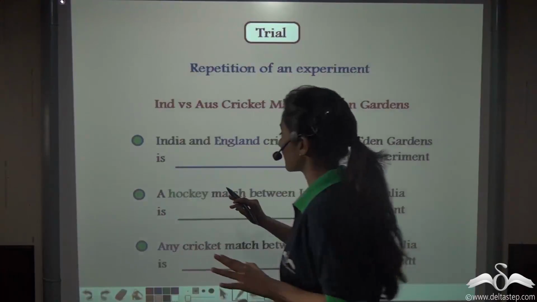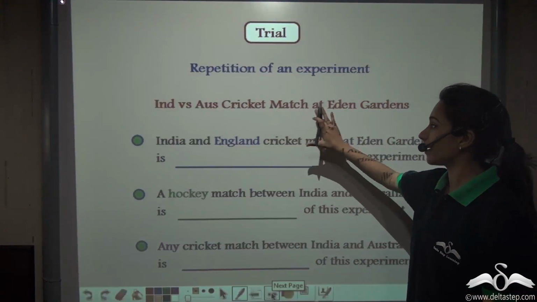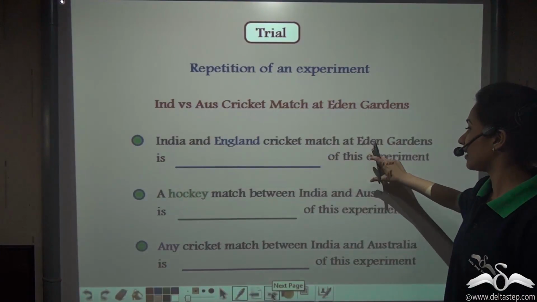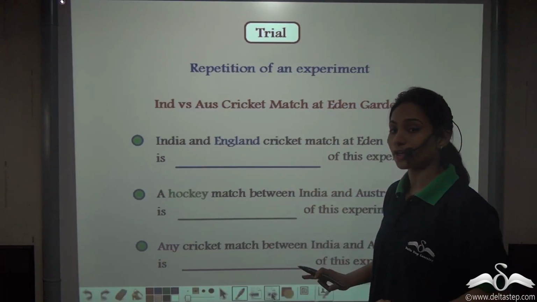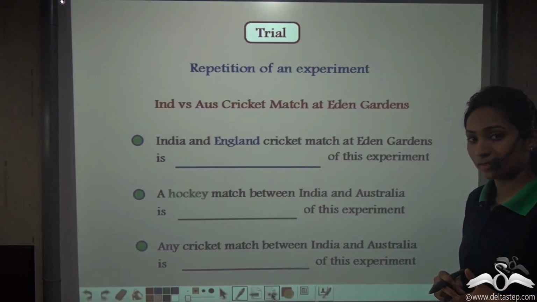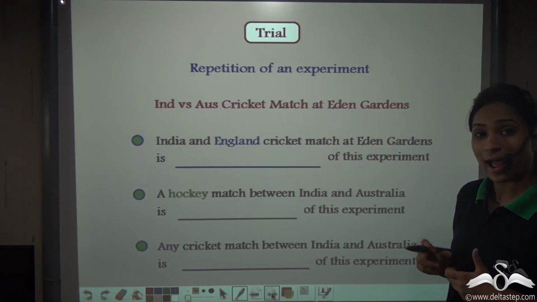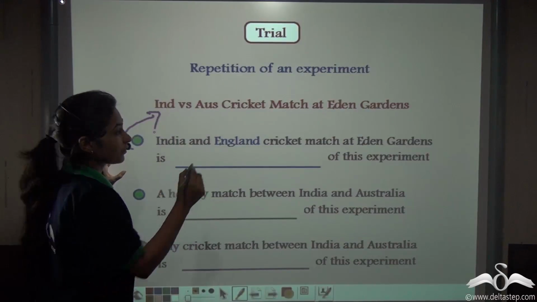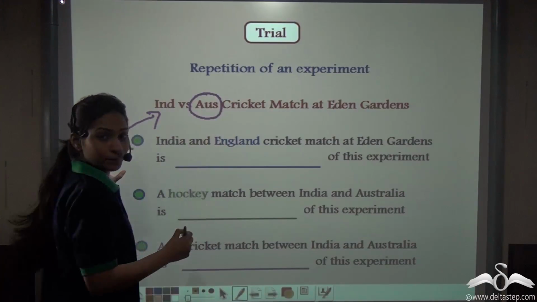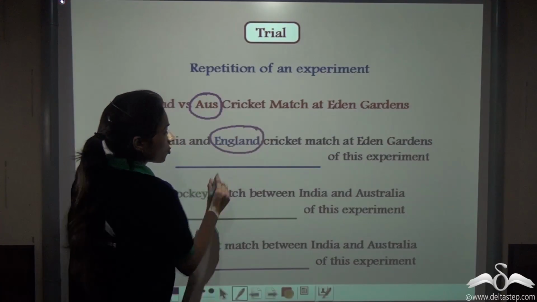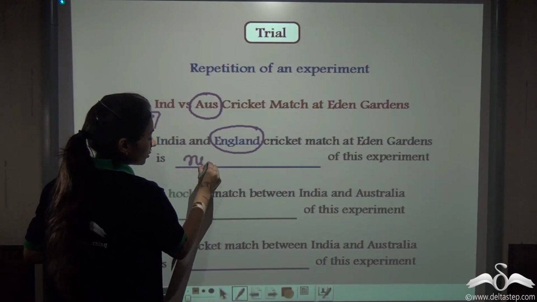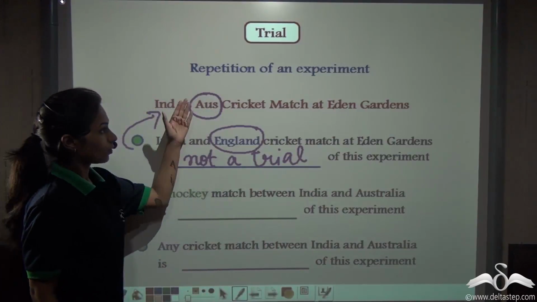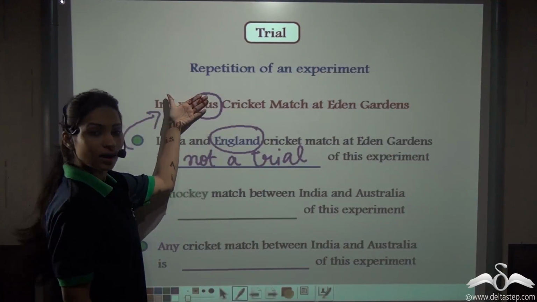Now let's see this. India versus Australia cricket match at Eden Gardens is an experiment. Now India and England cricket match at Eden Gardens. Is it a trial or not a trial of this experiment? Tell me. Well, I can see that this is not exactly the same as my experiment. What is the difference? My experiment has Australia and this has England. So this is not a trial of the above experiment.